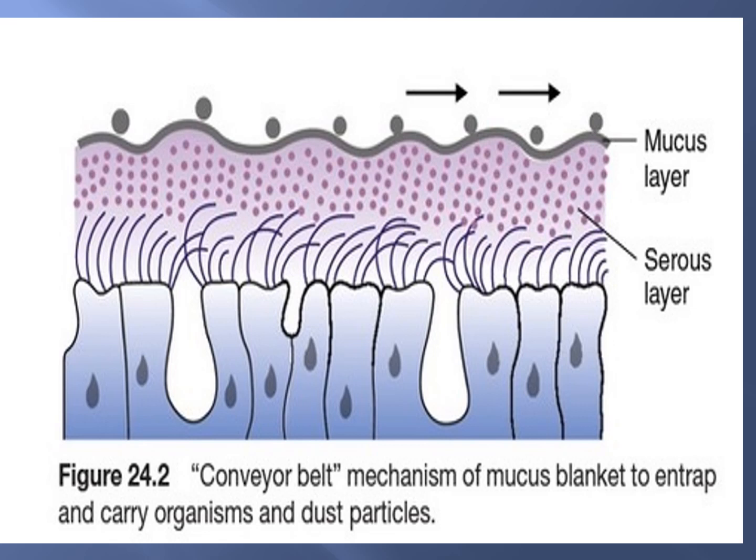This is conveyor belt mechanism of mucus blanket to entrap and carry organisms and dust particles. As you can see, superficial mucus layer and deep serous layer and cilia.